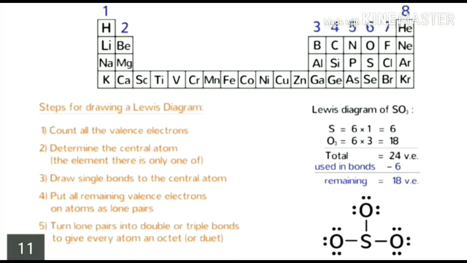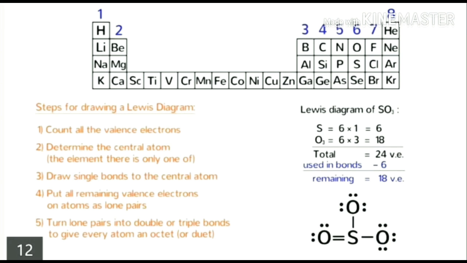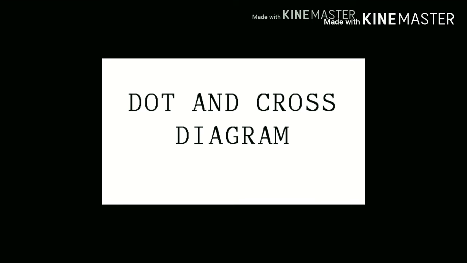18 is the amount of electrons that are not used. Step 5. Turn the lone pairs into double or triple bonds to give every atom an octet. Since sulfur has only 6 valence electrons, you can share the lone pairs from one of the oxygen atoms and make it have 8 valence electrons, and hence it will form a double bond. And because of the double bond between the sulfur and oxygen atoms, every single one of the atoms will now have 8 valence electrons.